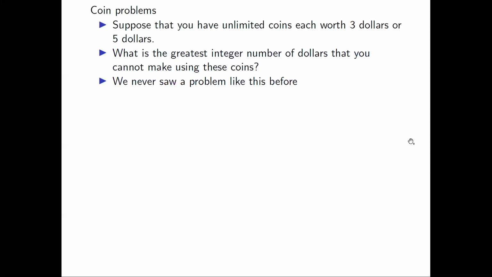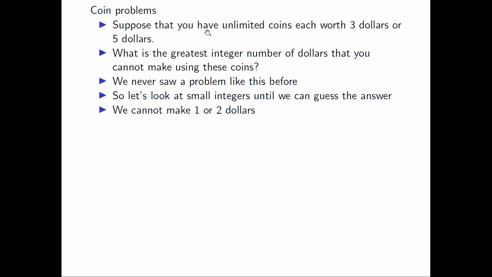So at least in this class, we never saw a problem like this before. So what do we do when we have some problem about integers, positive integers, and we never saw a problem like it before? Well, it doesn't hurt to look at some small values, some small positive integers, try to come up with some good guesses. So let's try that. So we'll look at some small integers together. We'll try to figure out a good answer.